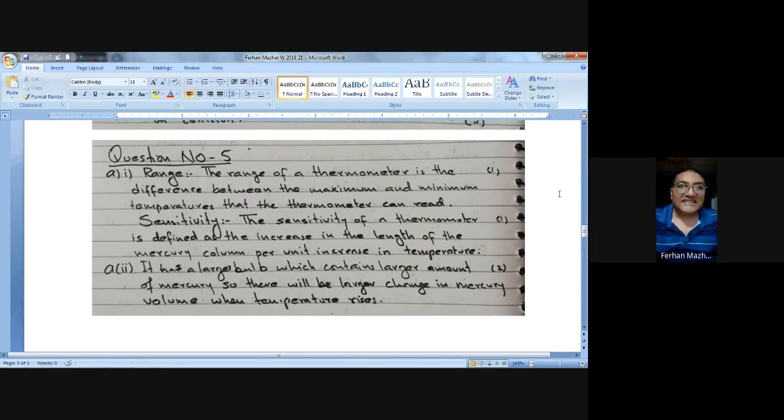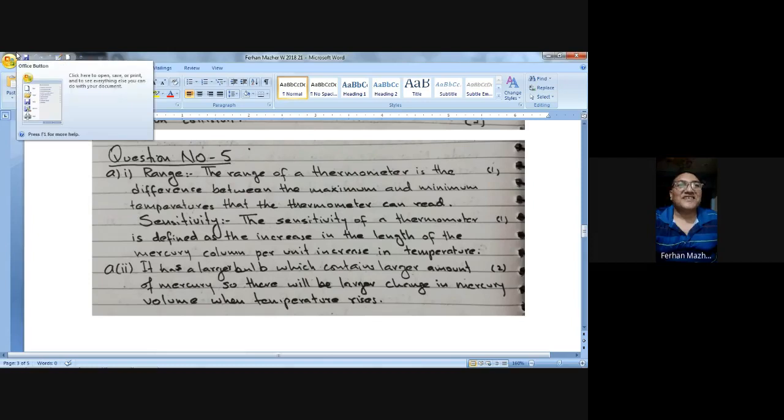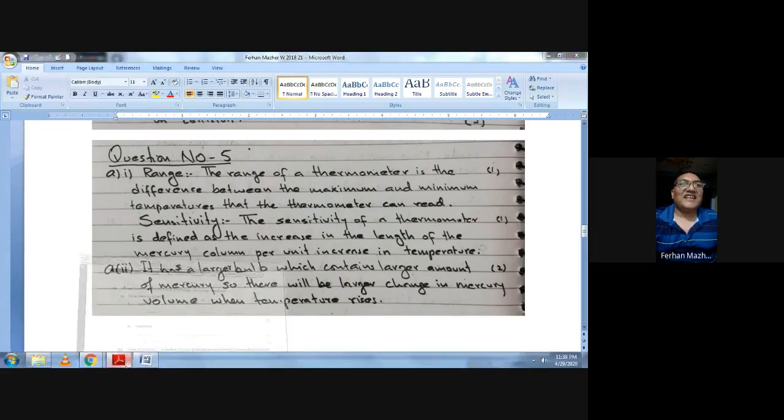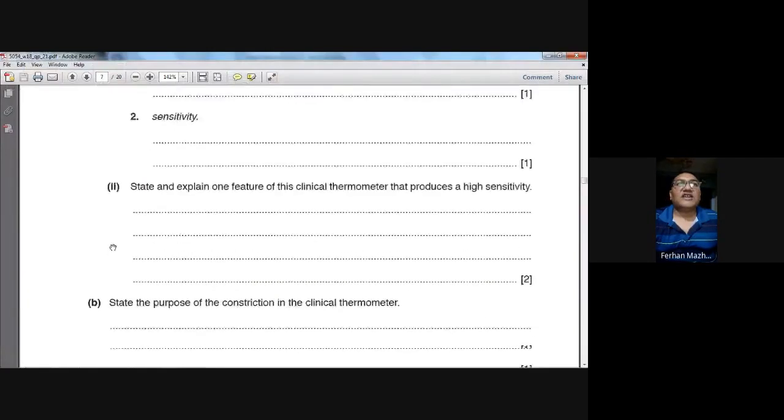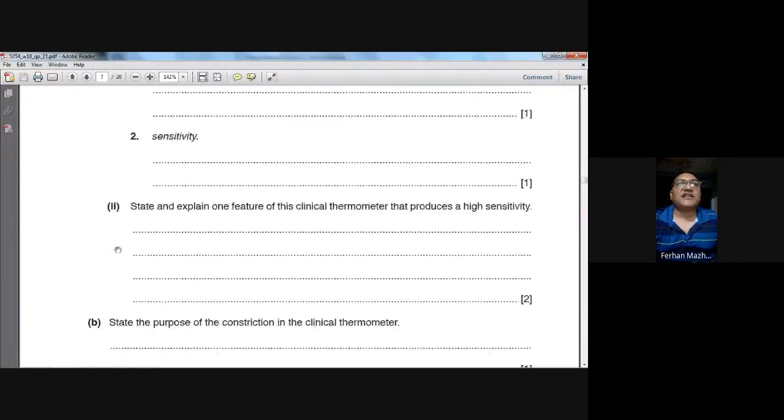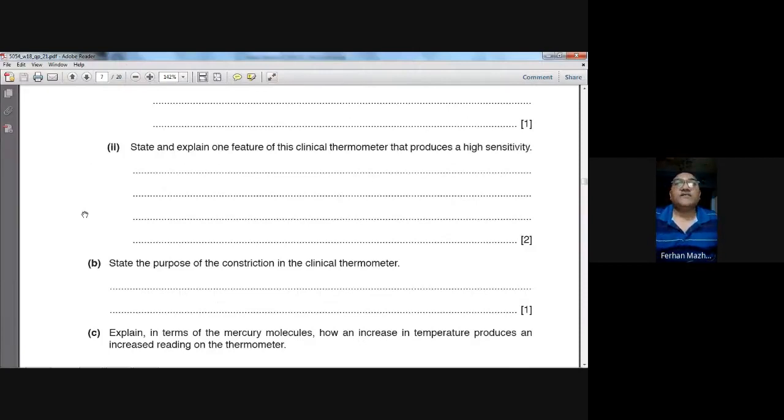And the sensitivity of a thermometer is defined as the increase in the length of the mercury column per unit increase in temperature. These are very famous definitions, so always remember them. Okay, let's move to the next part. The first part was of 2 marks. Each definition is of 1 mark.